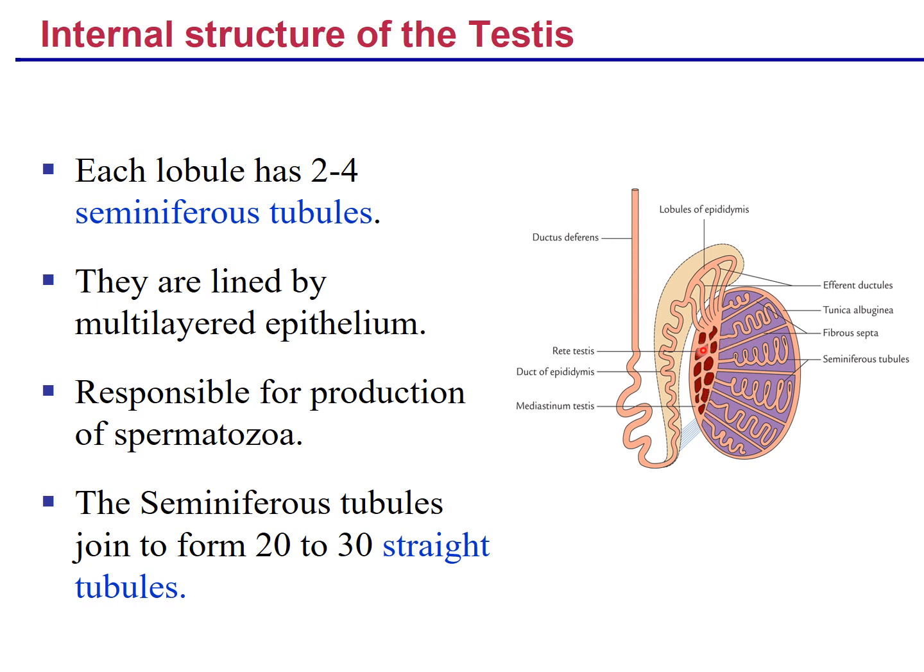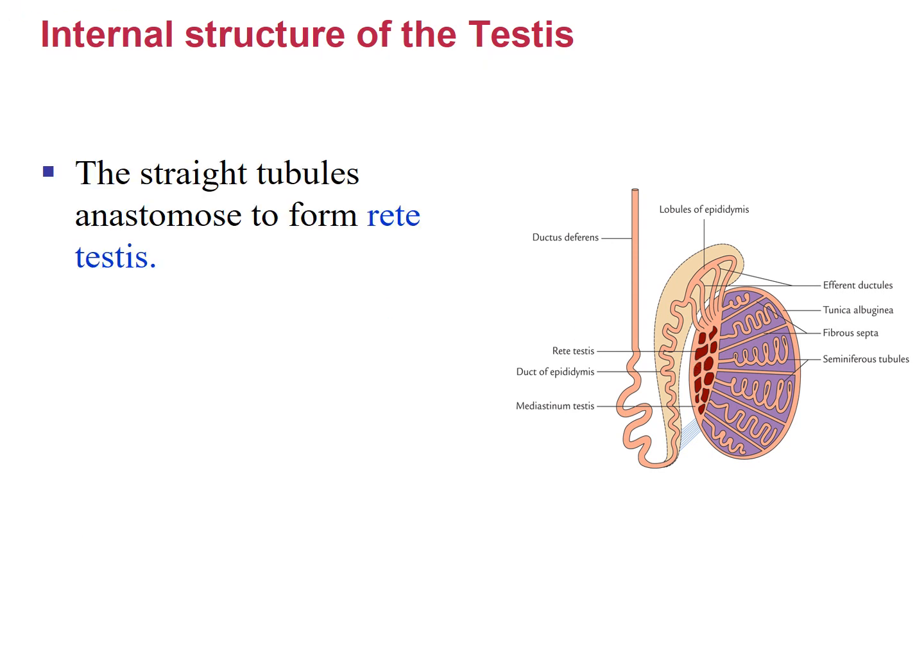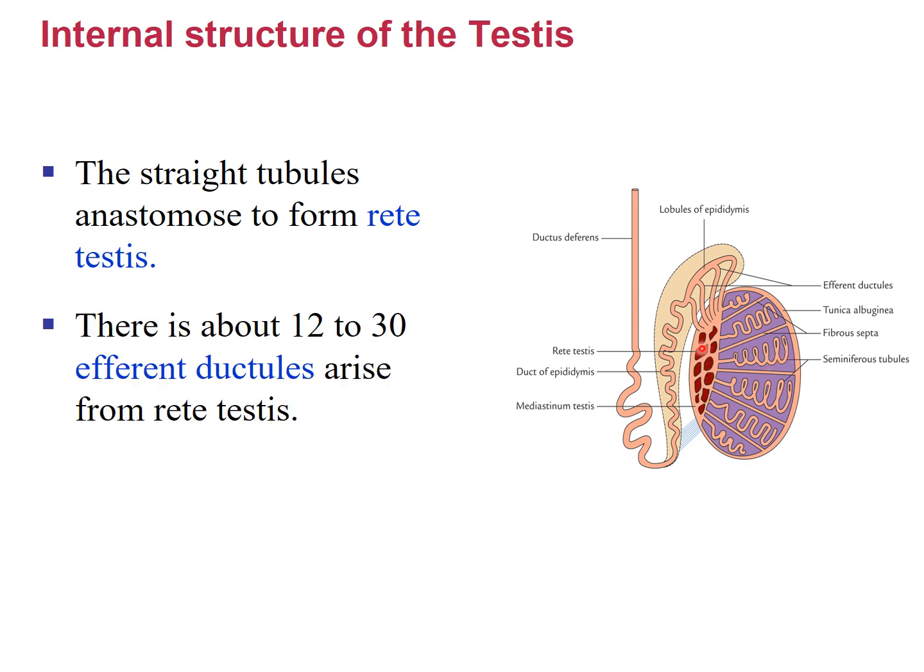These straight tubules join to form rete testis. Straight tubules anastomose to form rete testis. In this picture, we can locate the rete testis here. This is the rete testis. About 12 to 30 efferent ductules arise from the rete testis. You can see these ductules, efferent ductules.